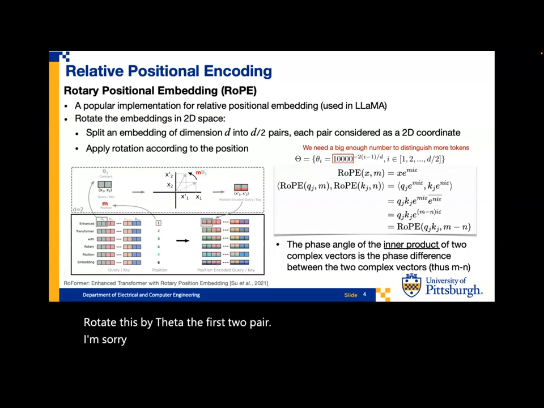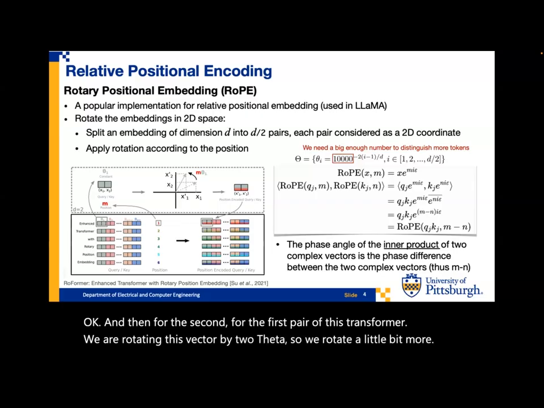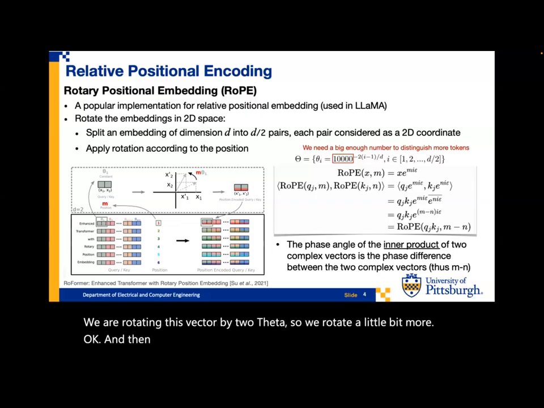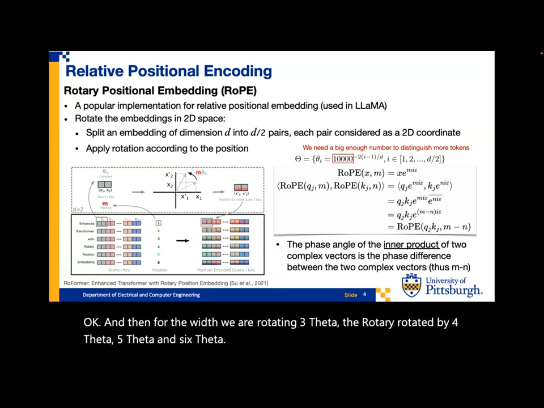Okay, so we rotate the first pair by theta 1. And then for the next pair, we are rotating this vector by 2 theta. So we rotate a little bit more. And then for the next, we are rotating 3 theta, then 4 theta, 5 theta, and 6 theta. Does that make sense?